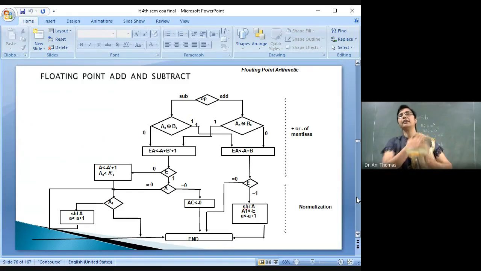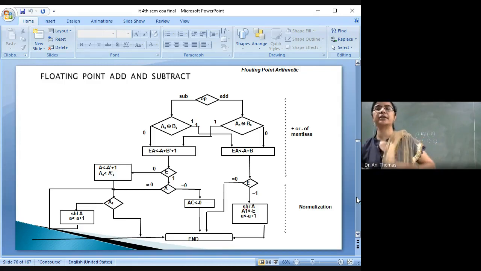sign of A and B, because we know that depending on the sign of A and B, if it is plus A plus B, it will be an addition operation. But if it is plus A minus B, the mantissas have to be subtracted. It will be a subtraction. So depending on this addition operation and the signs of A and B, it depends whether we have to add the magnitudes or whether we have to subtract the magnitudes.